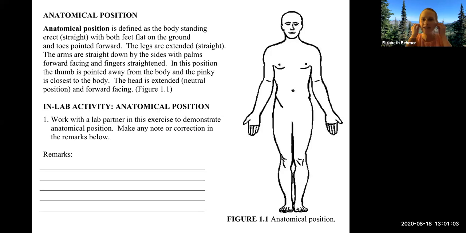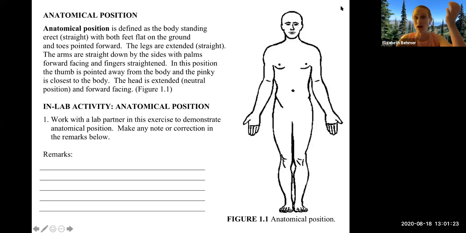It's defined as the body standing straight with both feet flat on the floor, with palms forward facing, fingers extended, and the thumbs facing to the outside. So in this position, the thumb is pointed away from the body and the pinky is closest to the body. The head is extended and forward facing.